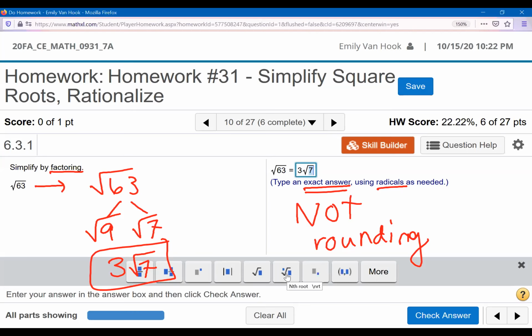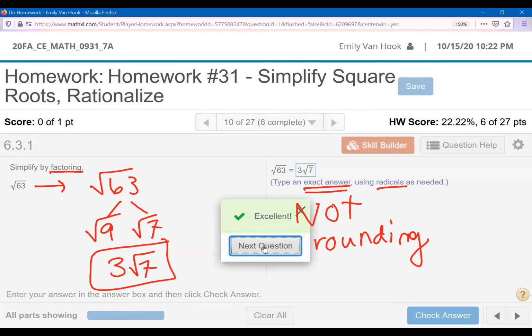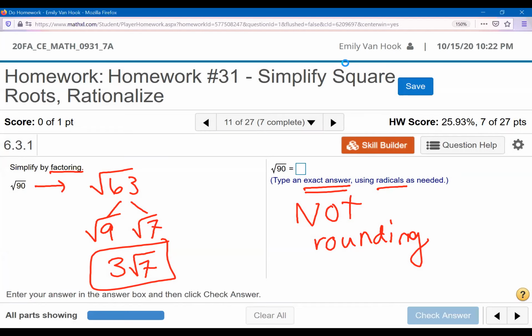All right, in case you're wondering, the button after it is called the nth root. We don't really need that in this class, but you will for college algebra when you start learning about 3rd and 4th and 5th roots. All right, but for us, we're just using square roots. So that was number 10.